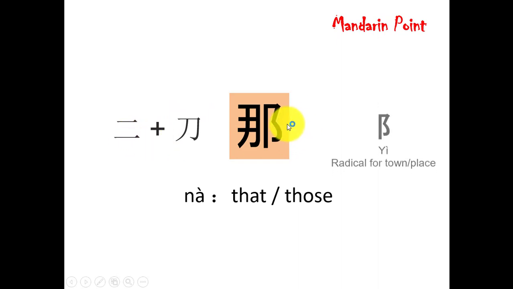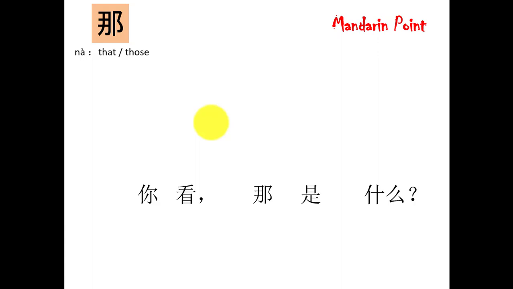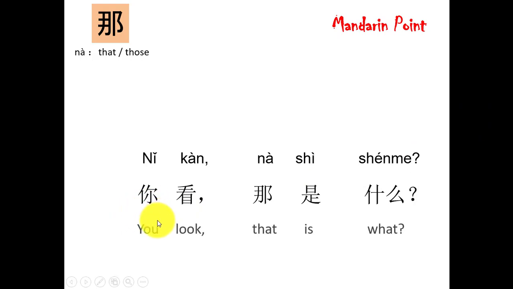And on the right side, this is radical e, and when it is placed on the right side, it indicates the location or town or place. Let's find it in an example. Here we have 你看那是什么? You look. That is what? Please look, what's that? 你看那是什么?